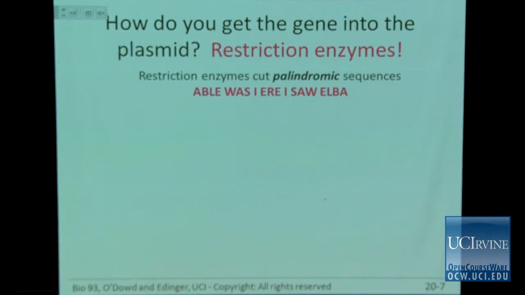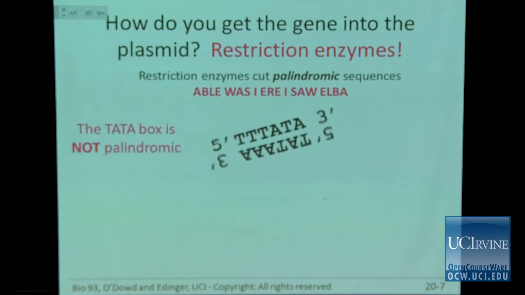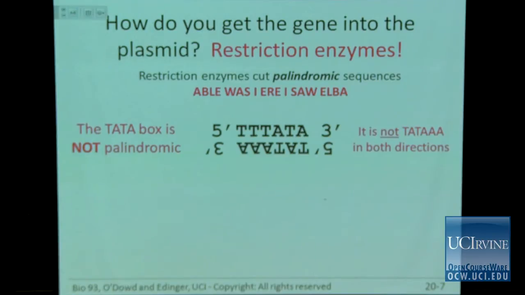So let's see what that means in terms of DNA. Remember we talked about the TATA box, part of the promoter, and we said that's not palindromic. When the RNA polymerase was up here, it looked at it this way, it looked at it this way, it did not look the same, right? You flip this around, and it doesn't say TATAAA anymore. It's something different. It's not palindromic.